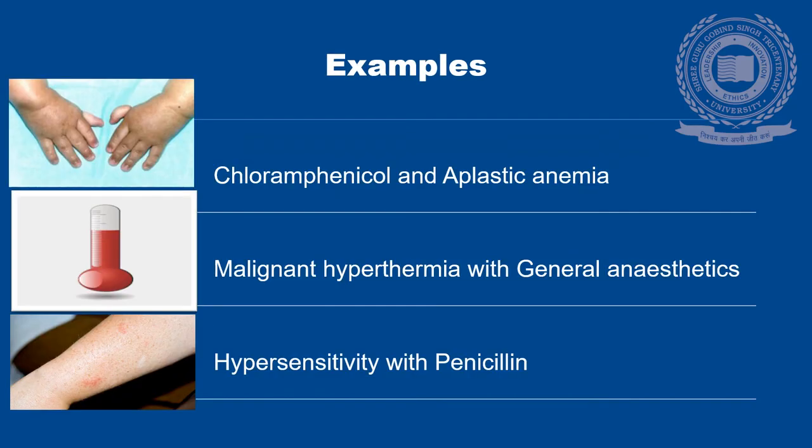A few of the common examples of type B ADRs: aplastic anemia caused by chloramphenicol, malignant hyperthermia with general anesthetics, and hypersensitivity reactions with penicillin in a few or very rare population.